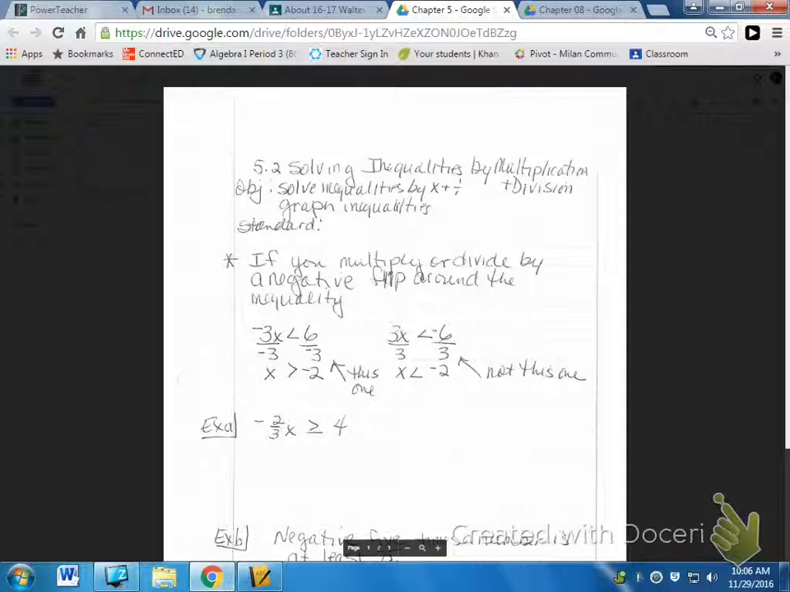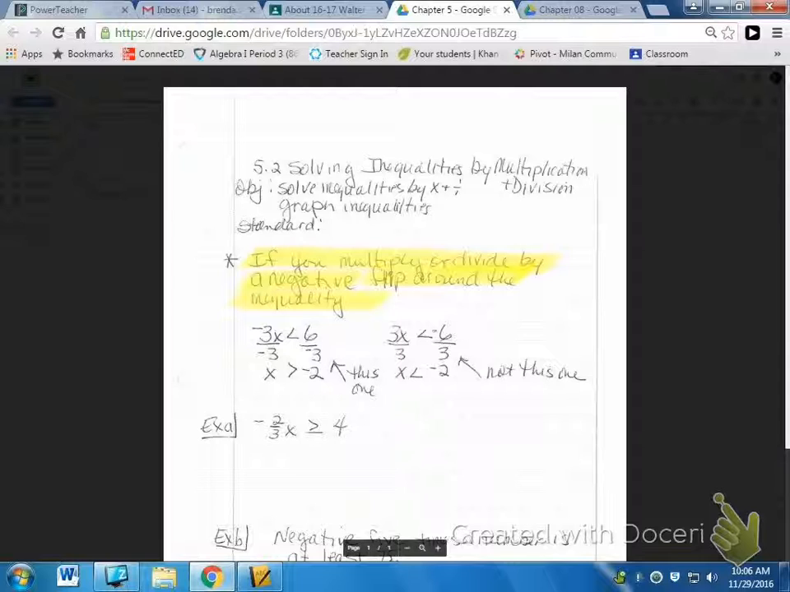But pretty much the most important thing that stands out is this. If you multiply or divide by a negative, you flip around the inequality. So the rule that we had yesterday, the variable has to be on the left. This is the second rule with inequalities. If you multiply or divide by a negative, you flip around the inequality. Now, it doesn't mean that there's a negative in the problem. It means the number that you're actually multiplying or dividing with is when you flip it around.